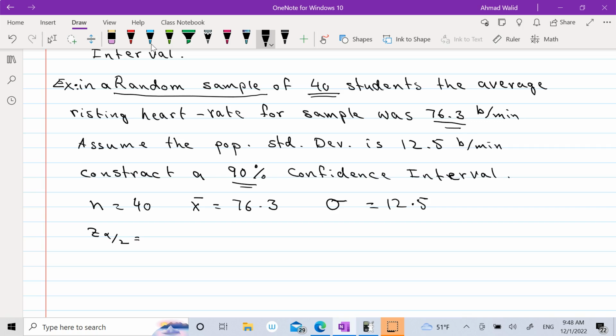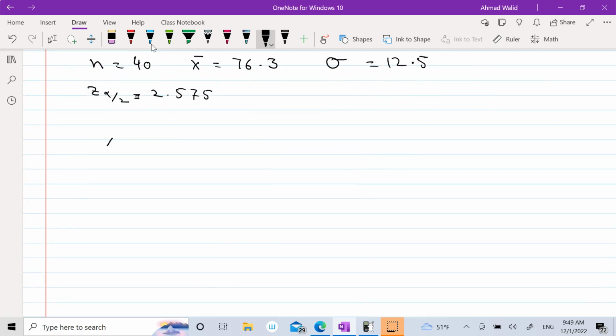Correct? And I know my z alpha over 2 because the confidence level is given. Z alpha over 2 for 90, actually that's 99 in this problem, not 90. For the 99% confidence interval, your z alpha over 2 is 2.575. Correct? If it was 90, you can use that one. I give you all three. But for this problem, it's 99%, 2.575. Correct?